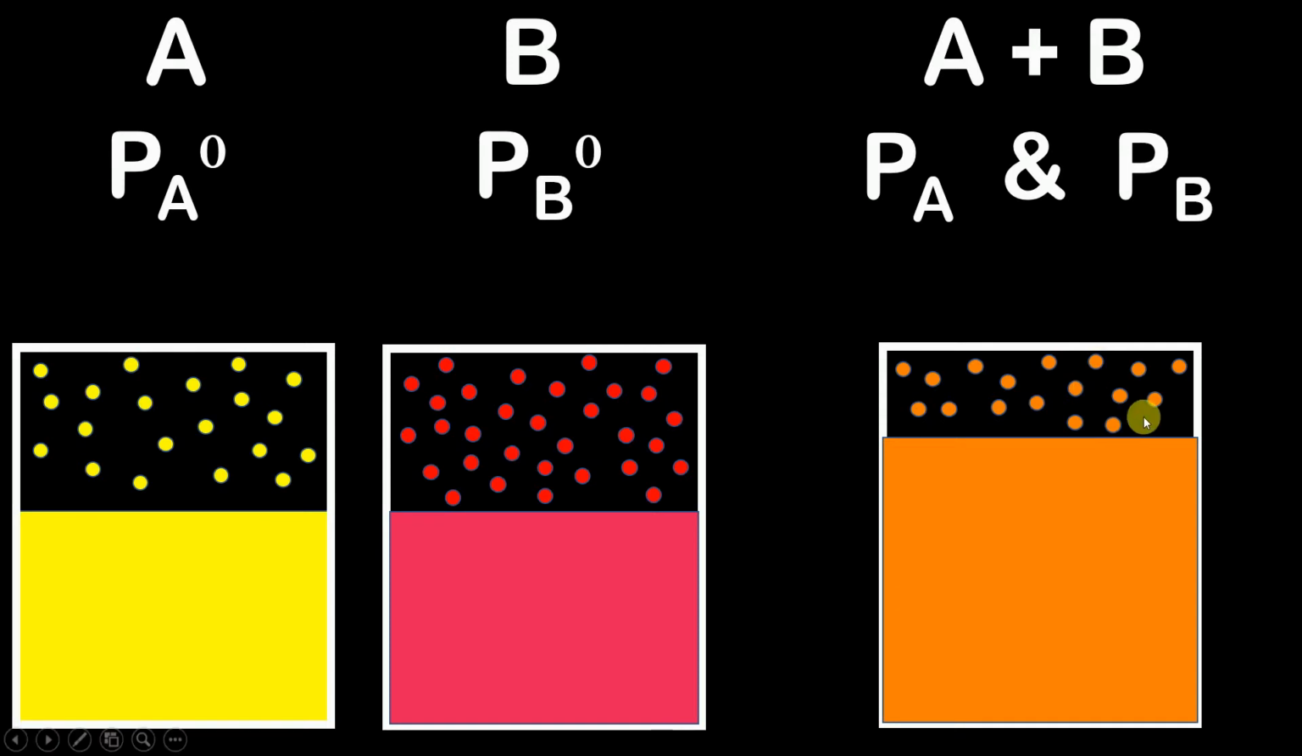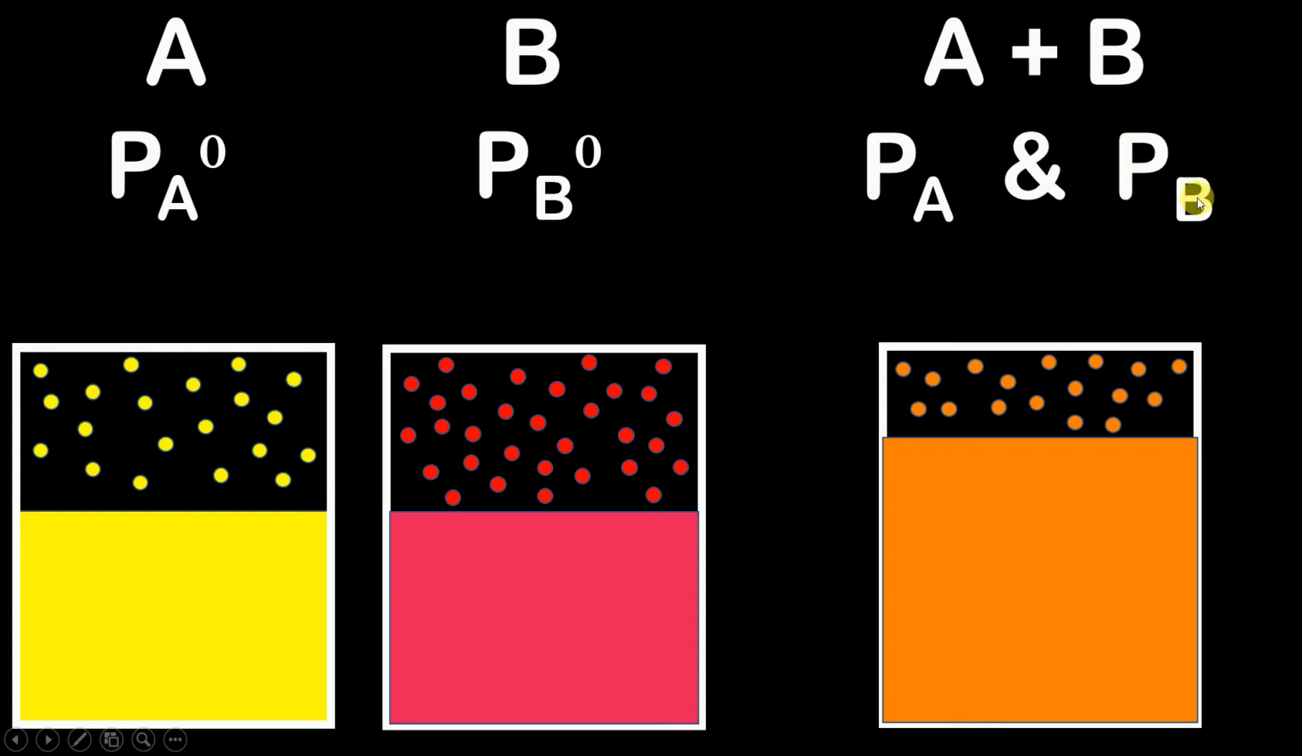So whenever you are saying vapor pressure of A in a solution, you must say partial pressure of A. Whereas here, where there is only A present, there you can say vapor pressure of A. But here, since along with A, some other substance is also present, therefore you must say partial pressure of A.